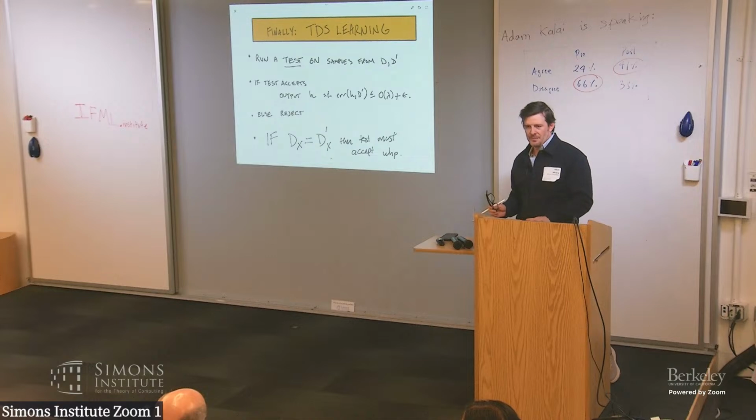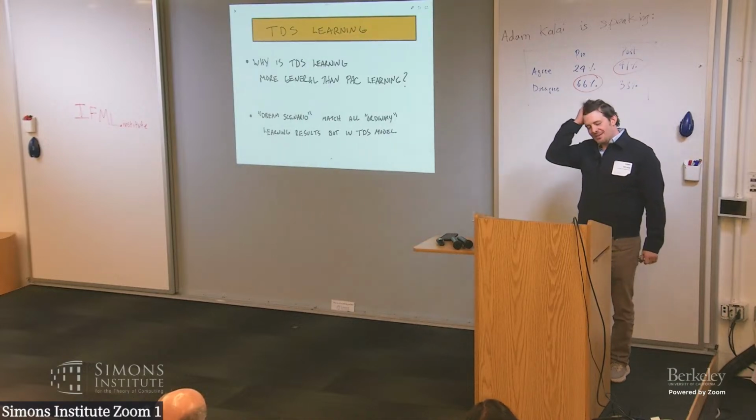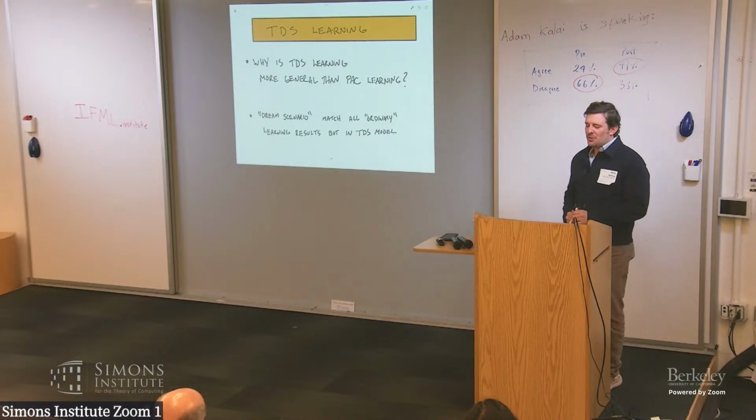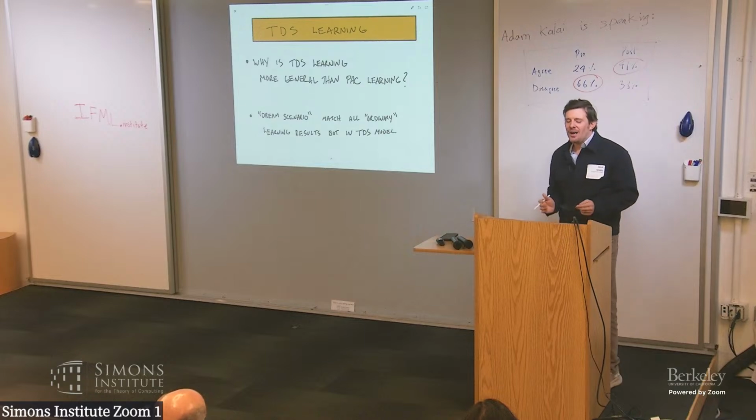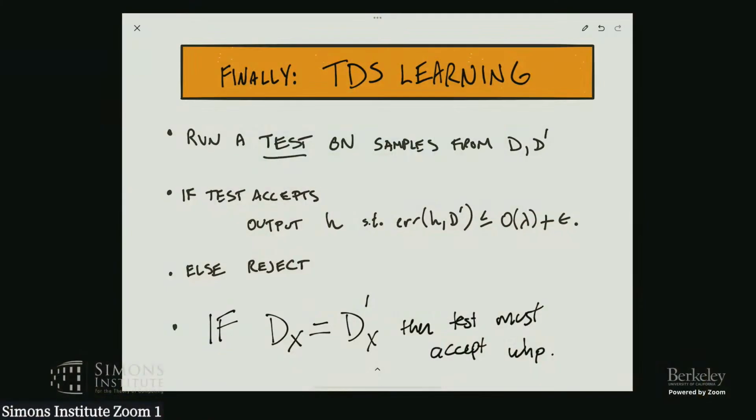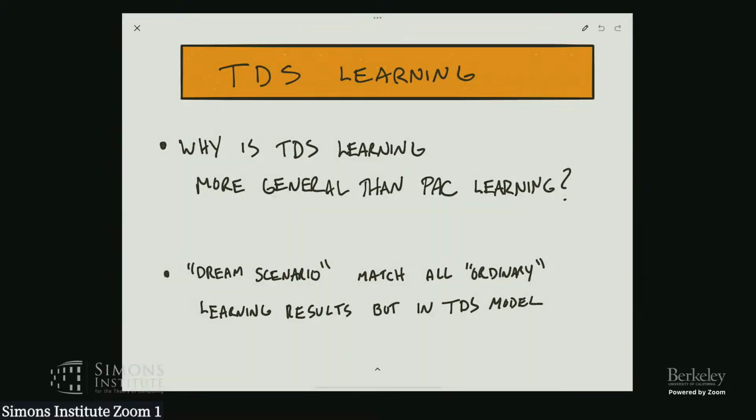Okay. All right, so quiz questions. Question number one. What I want to do is convince you that when you can achieve this, it's actually a very powerful guarantee. And I also want to convince you that there's a very interesting suite of algorithms accompanying this model. So why is TDS learning more general than PAC learning?